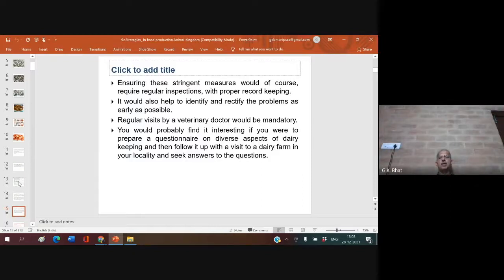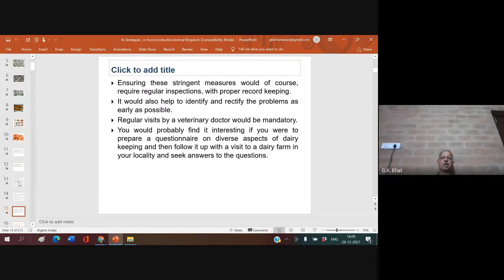It would also help to identify and rectify the problems as early as possible. That means we have to maintain the record. We have to see how much they are fed and when they have consumed, how many calves they have given birth to, and in which period of gestation they are. All these, if a strict record is maintained, help us to identify and rectify many problems. Regular visits by a veterinary doctor would be mandatory. A doctor of cattle is called a veterinary doctor. Not only cattle, of livestock, it is very much required that the veterinary doctor visits this cattle shed every now and then.